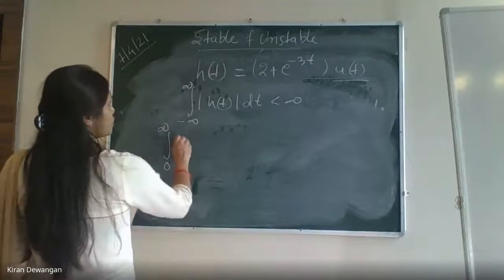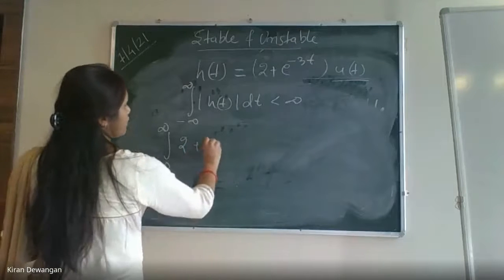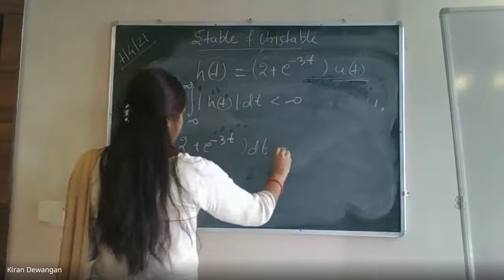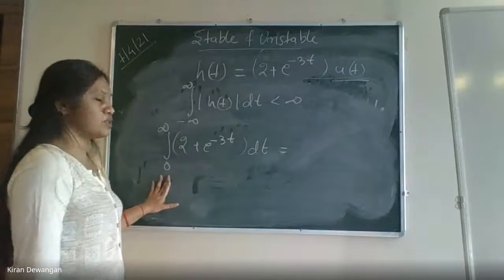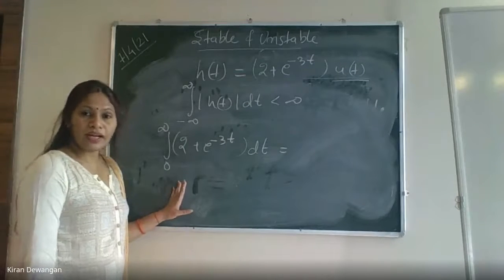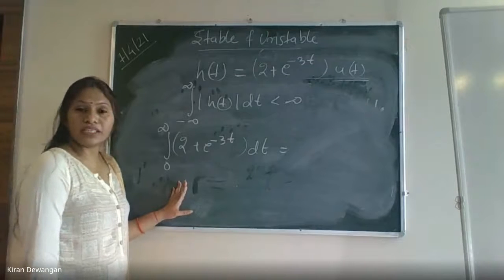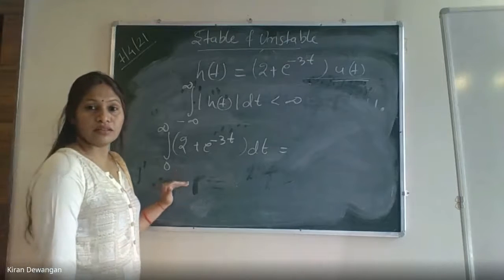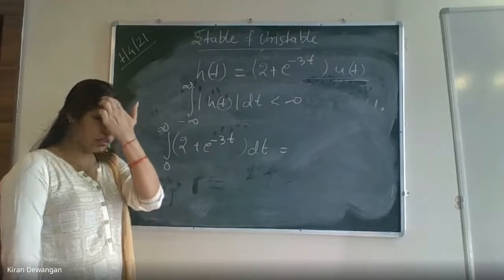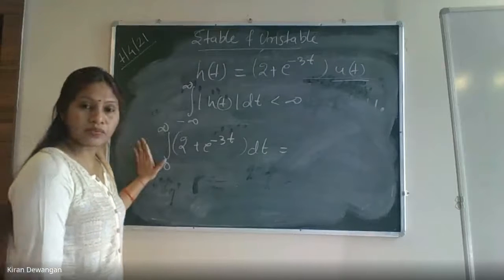This becomes the integral of (2 plus e to the power minus 3t) dt. Now what is the value of this we are getting? Is it coming a finite value or infinite value? Solve it and give me the answer. Yes, too fast. Solve this. Are we getting a finite value? This part is clear, right?